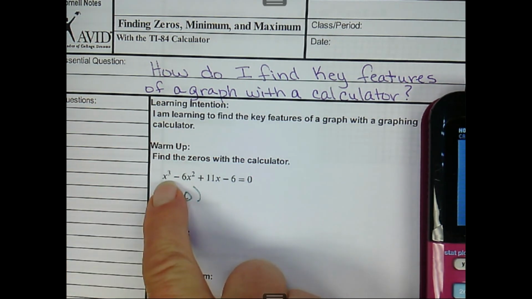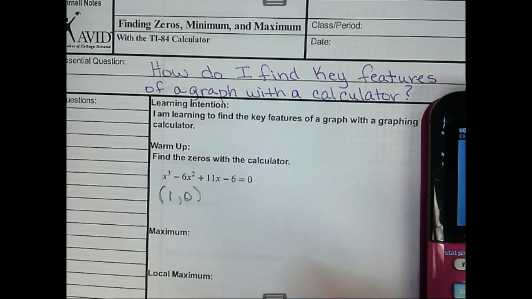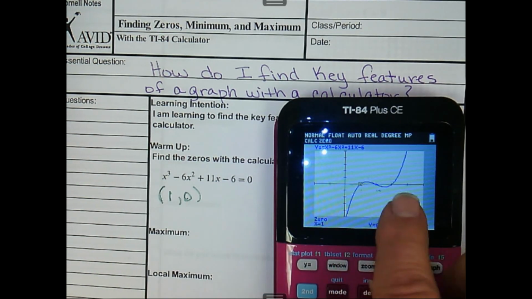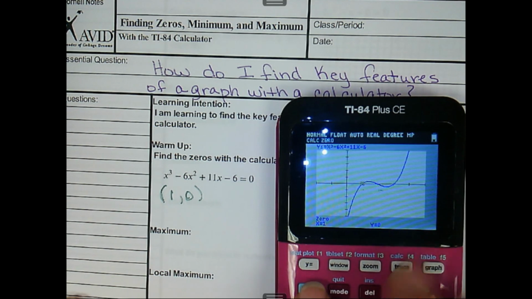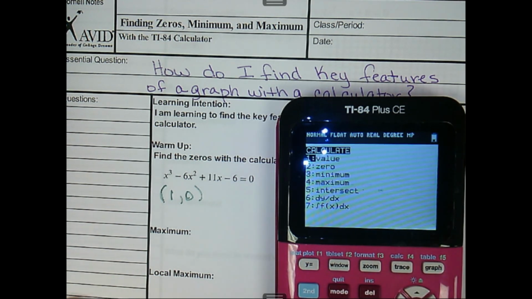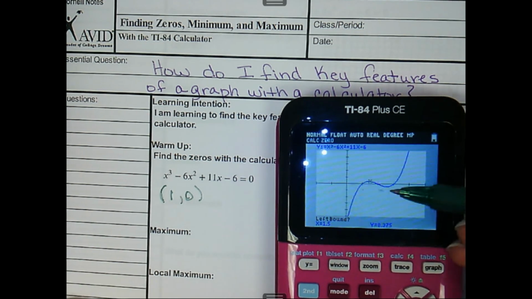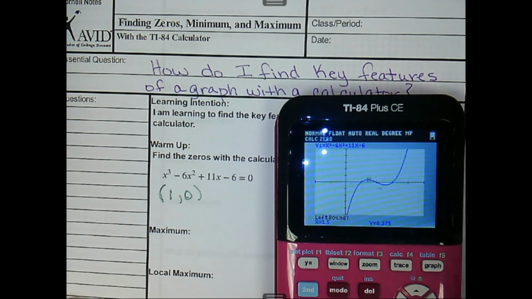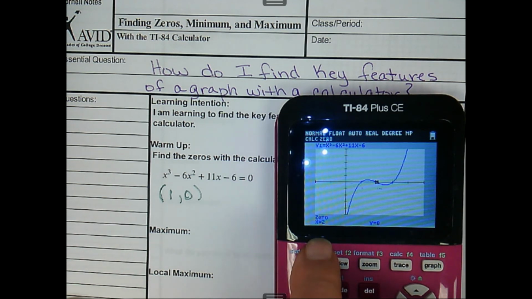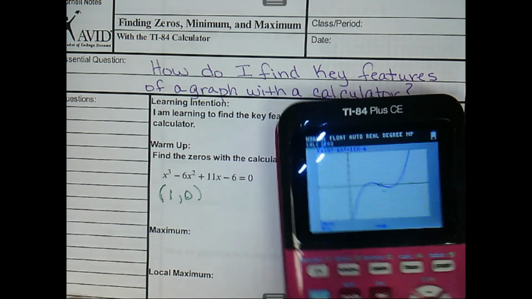Okay, when I saw x to the third, I knew I would have up to 3 zeros. So I've got 1, 2, 3. So it's time for the second one. Same thing. Second, trace. 2 for my zeros. This time, here's my point. This is my left bound or my left side. I hit enter. I go down below the point I'm looking for. Hit enter a third time. My second point is 2, 0.